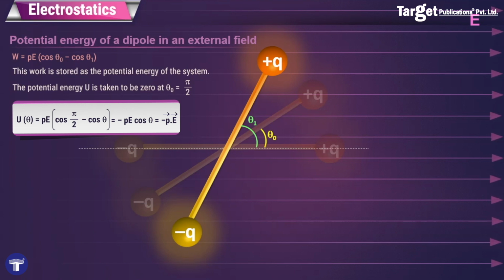So the initial angle will be 90, and therefore instead of theta naught it will be pi by 2, and cos of that will just go to 0, and I get U is equal to minus PE cos theta, which is minus P dot E, and this is the expression for the potential energy of an electric dipole, that is U is equal to minus P dot E.